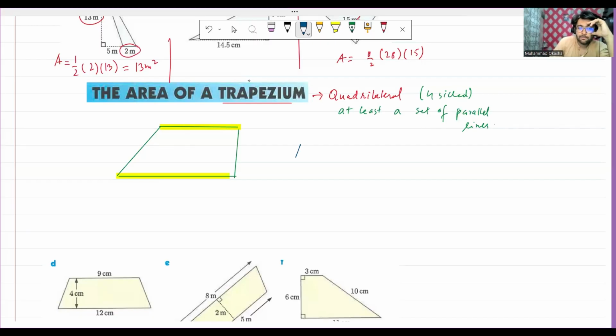Now for the area of a trapezium, area equals a half times (a plus b) multiplied by h. This is the area. Now what is a, what is b, what is h? A and b are the parallel lines, and h is the distance between them.